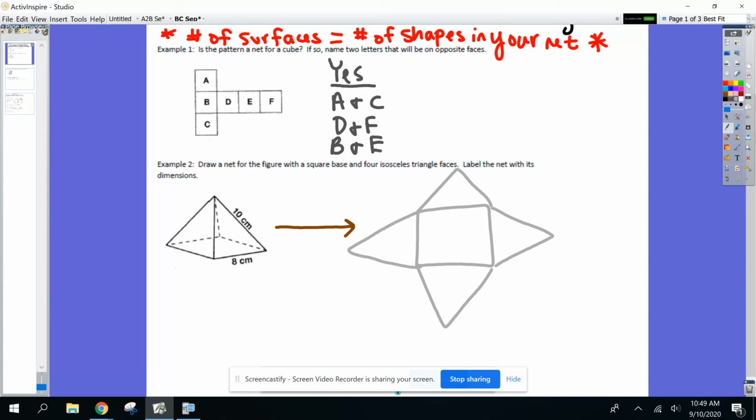Something similar to a net is this type of drawing. Example number 3. Anybody know what this is called, by the way? It doesn't matter if you know or not. Maybe you did it last year if you took some engineering classes at the middle school. This one's a tough one, but it's usually referred to as an orthographic drawing. Okay, orthographic.